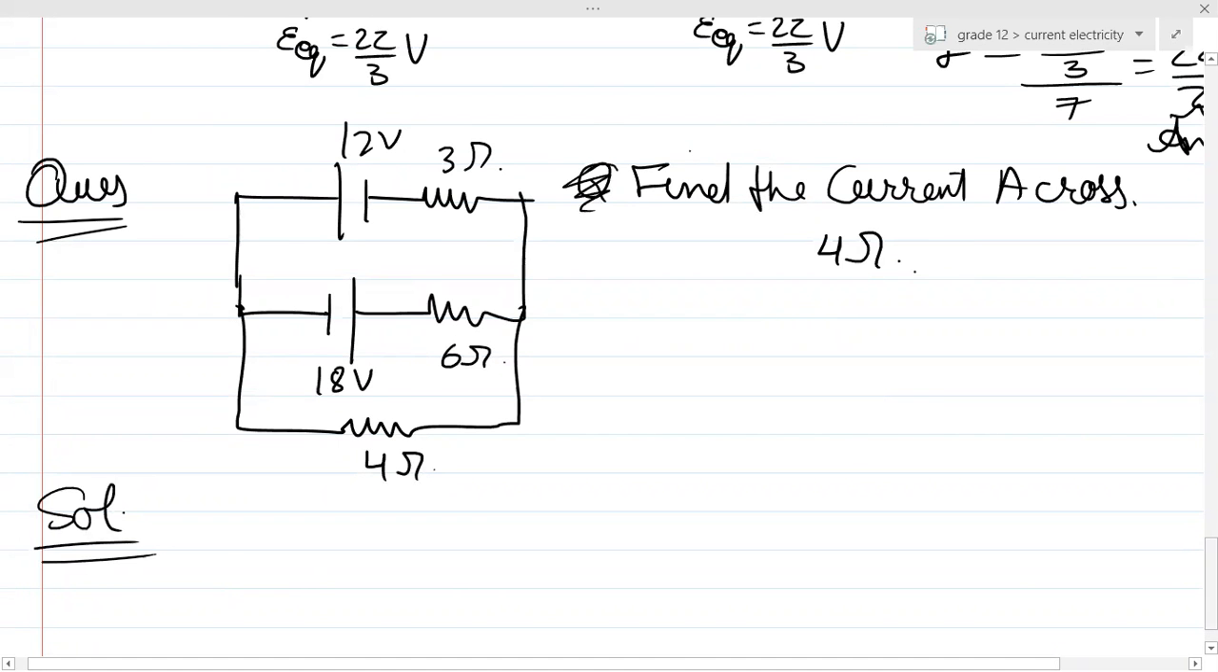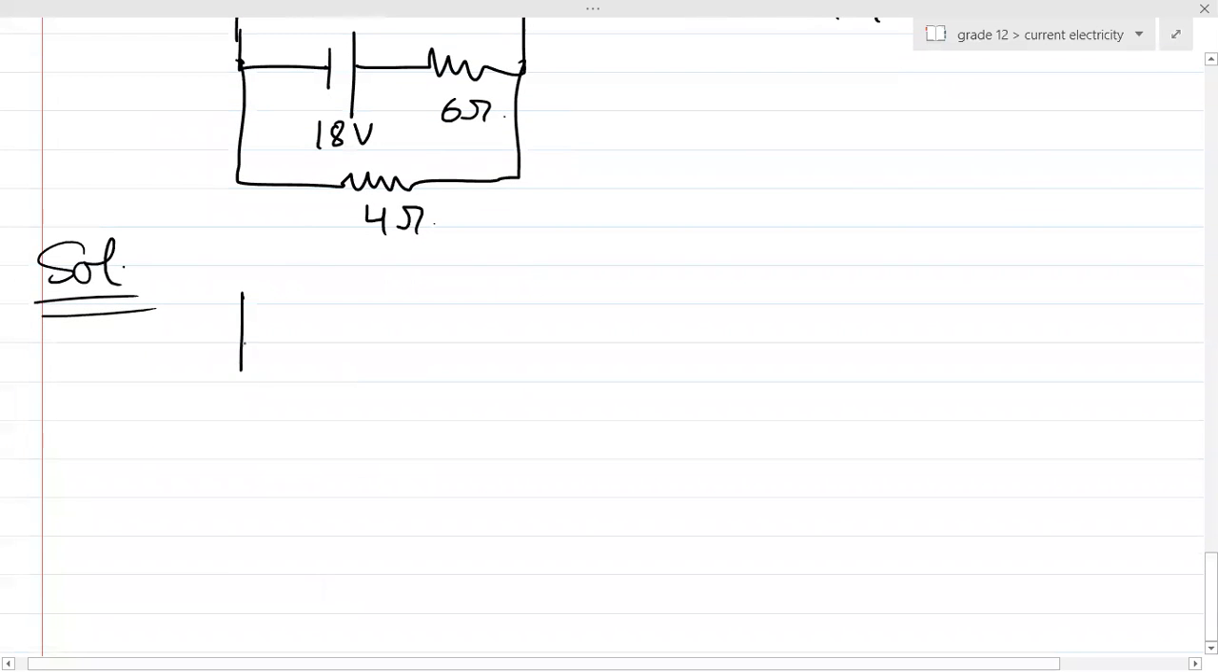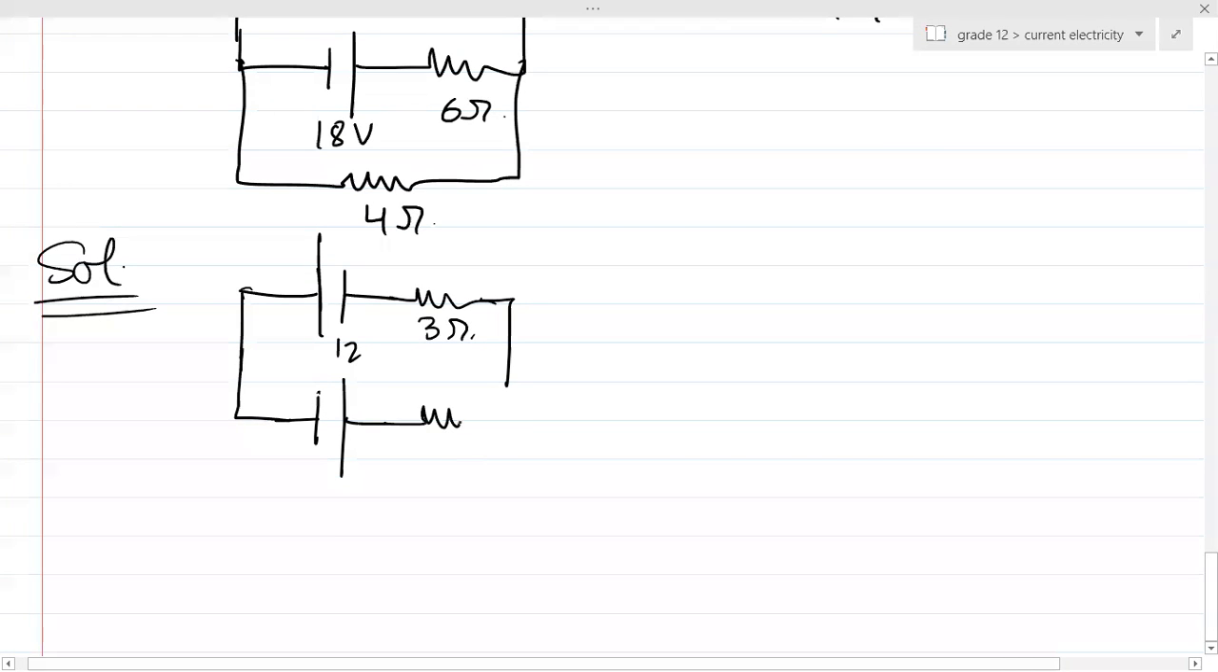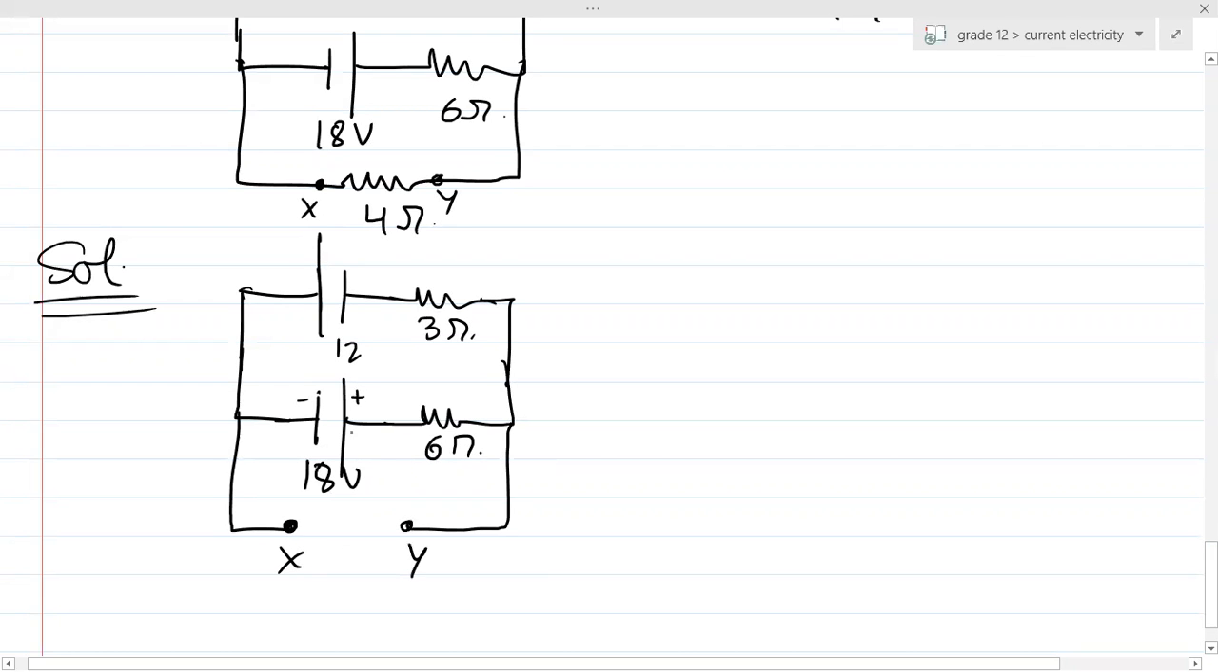First thing first, you'll draw the whole circuit and remove this 4 ohm from here. So if I draw the whole circuit again, it will look like this: 12 volt battery is there, this 3 ohm resistor is there, 18 volt battery is there, and there is this 6 ohm resistor over here. And wherever this 4 ohm was, I just assumed these 2 points are X and Y, and I broke the circuit across XY. So can you see I removed the 4 ohm resistor? This is your step 1. Yes or no, guys?